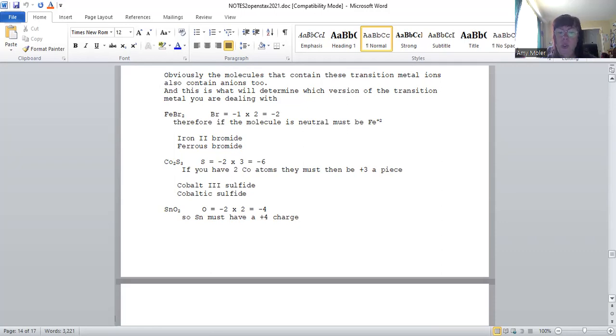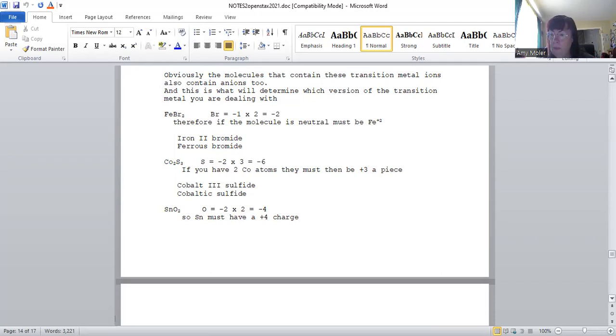How about Co2S3? This time we've got sulfurs at the end. Sulfurs are -2 because they are underneath oxygen. We have 3 atoms, so that is 6 negatives. If you have 2 cobalts, then the +6 has to be divided in 2 equally. And you end up with cobalt 3 sulfide or cobaltic sulfide.